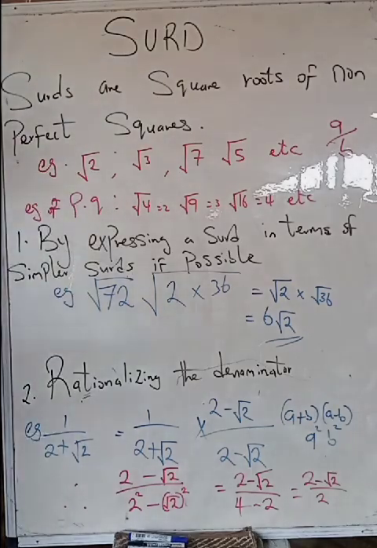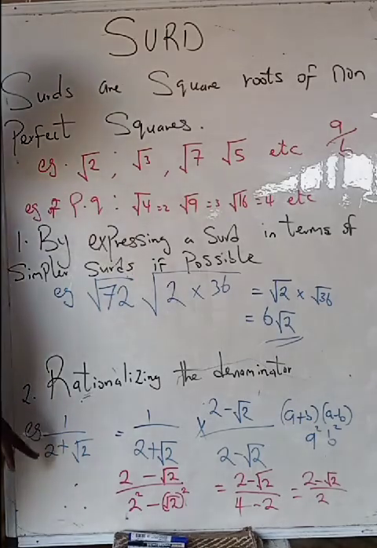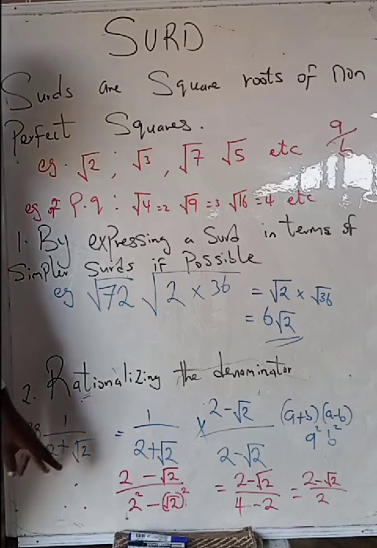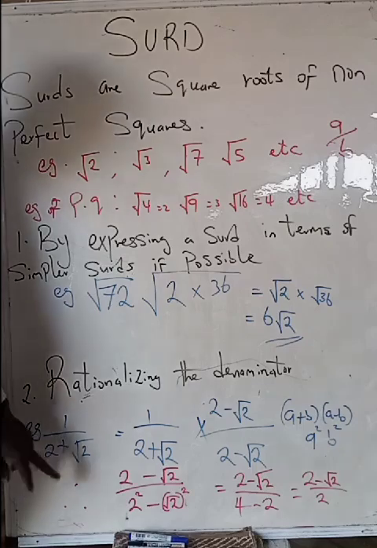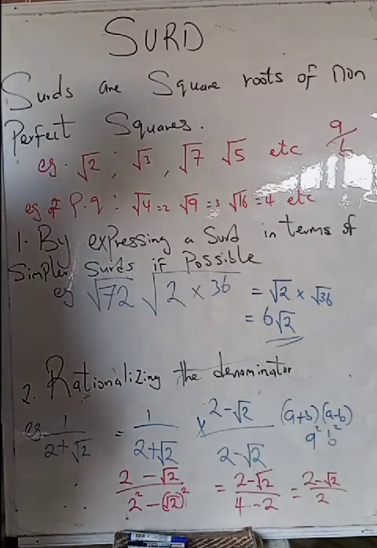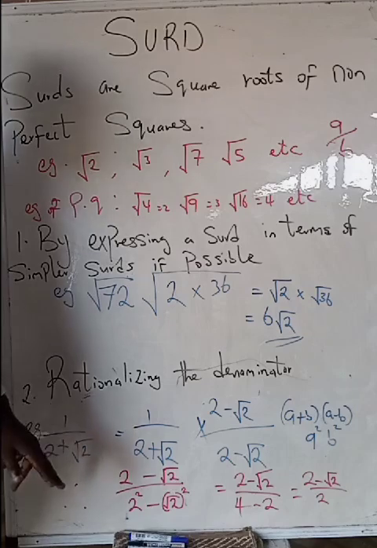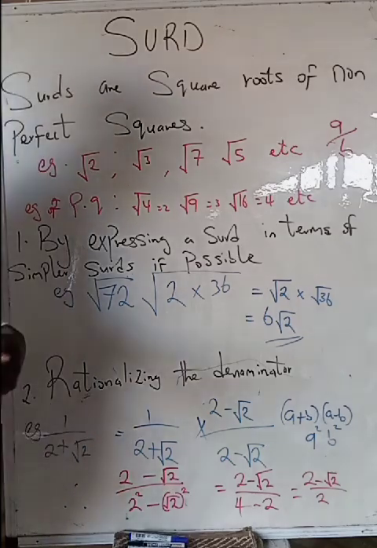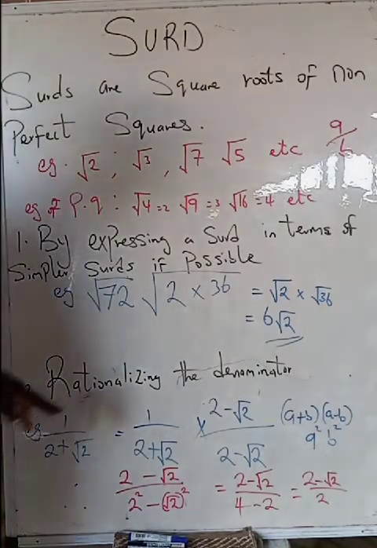By rationalizing the denominator, this is what we do. For example, this is 1 over 2 plus square root of 2. You can see that this is a surd. It's going to give you an irrational number. So what we do, we try to rationalize the denominator. So how do we rationalize the denominator? We rationalize the denominator by multiplying both the numerator and the denominator with a conjugate surd. All right. So this is a conjugate surd.